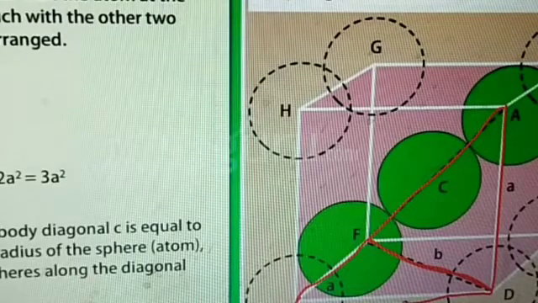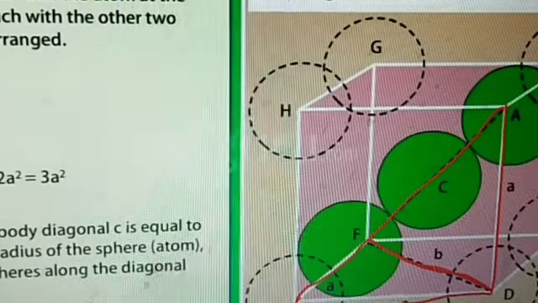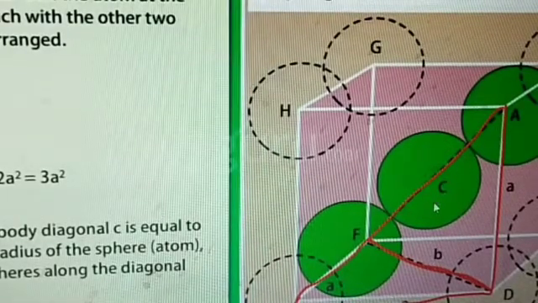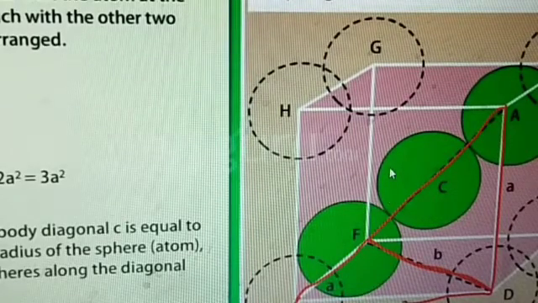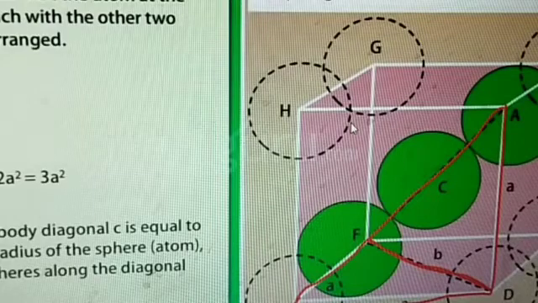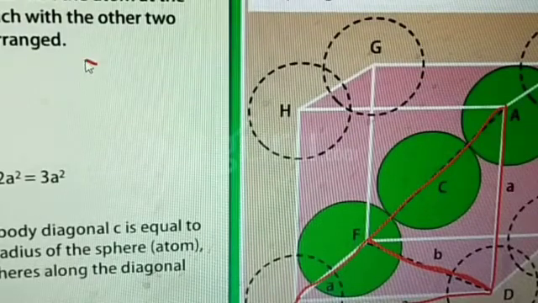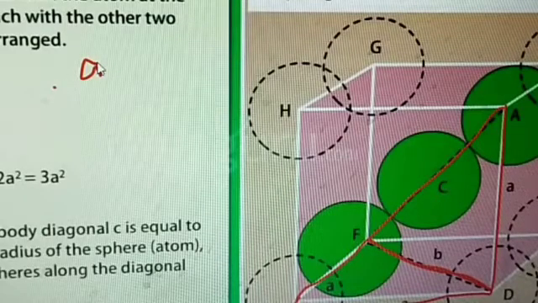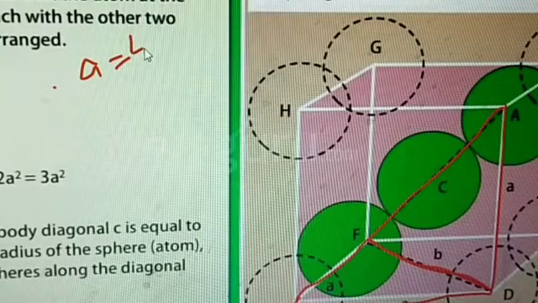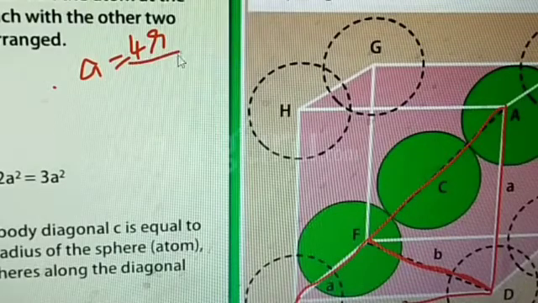So all the three spheres along the diagonal touch each other. This one we have seen now. The three spheres which are at the diagonal touch each other. And also root 3 A is equal to 4R. So root 3 A is equal to 4R. Then A is equal to 4R by root 3. A is equal to how much? A is equal to 4R by root 3 we will get.